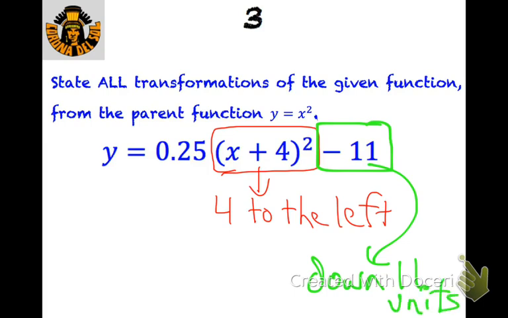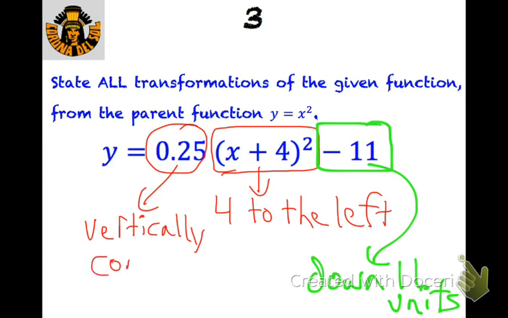And then when there's a number that's in front, like right here, that means that it's either going to be vertically stretched or it's going to be vertically compressed. This number is less than 1, and so it's going to be vertically compressed. It's vertically compressed by a factor of 0.25 because you're actually multiplying it by 0.25, but we'll be okay with vertically compressed. And if you happen to have a negative sign in front of this, then that's where you would say reflected over the x-axis or something like that. But this one's not reflected, so it's still just opening upward.